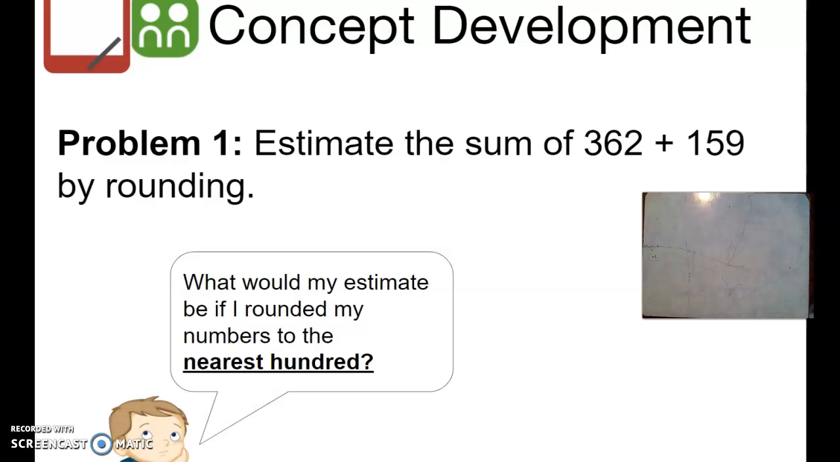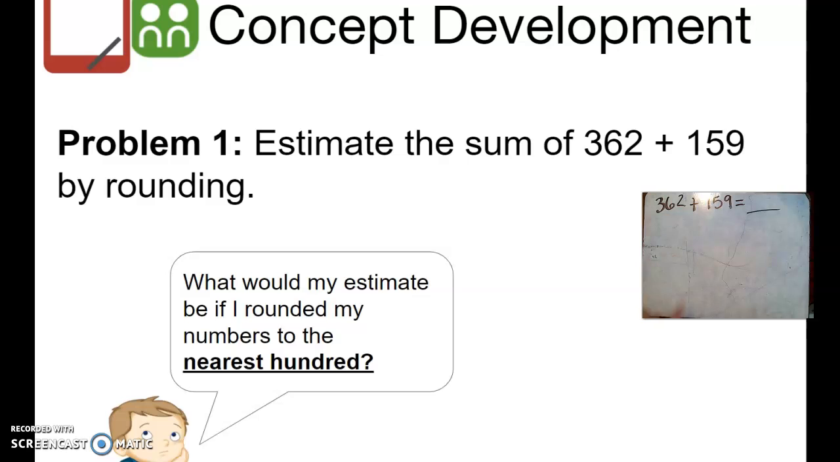Now, if you remember back to our target, the word sum is the answer to an addition problem. So this is asking me to find the answer to 362 plus 159, but they want me to round. Instead of actually adding these, they want me to make these numbers a little easier to work with.